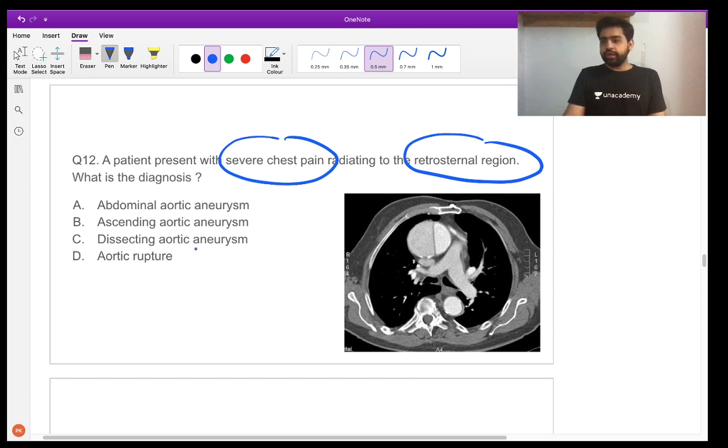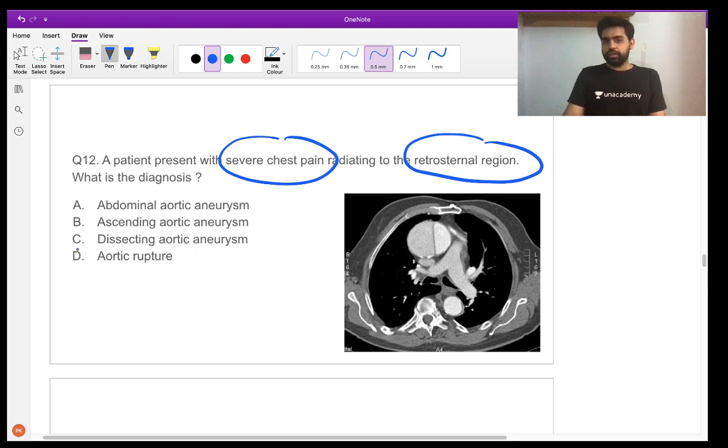Right, I'm waiting for you guys. So Danish is saying it is B, ascending aortic aneurysm. Okay, anybody else? Is Danish right? Shrikar, Jyoti, Shraddha, what is the answer? So Karishma is saying again B. Shraddha is again saying B. Ajmal is saying C. So guys, is Ajmal right or are you guys right?